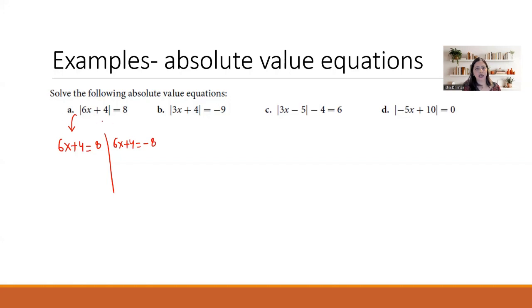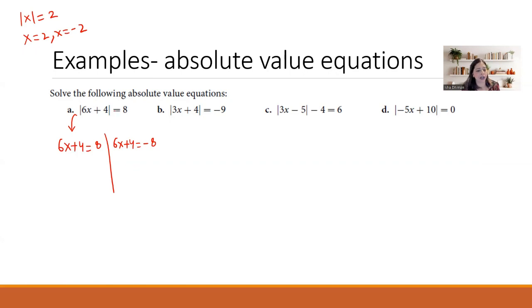6x plus 4 mod equals 8 means either 6x plus 4 equals 8 or 6x plus 4 equals -8. Now it's easy to understand why this is so. I can give you a simple example first. Say you have an equation mod x equals 2. We know that the only two numbers whose absolute value is equal to 2 are the number 2 and the number -2. So the modulus equation, the absolute value equation, will always be equivalent to two separate equations.